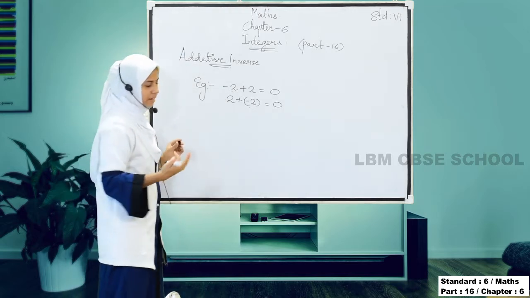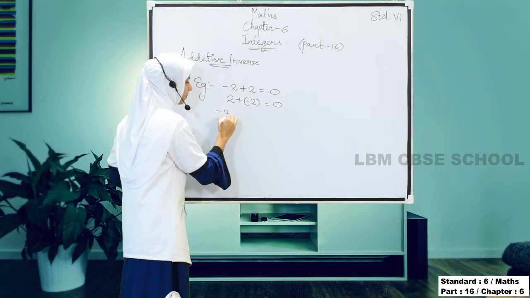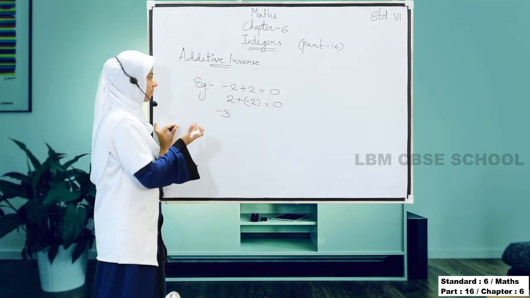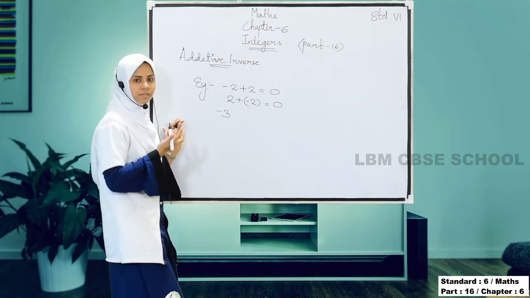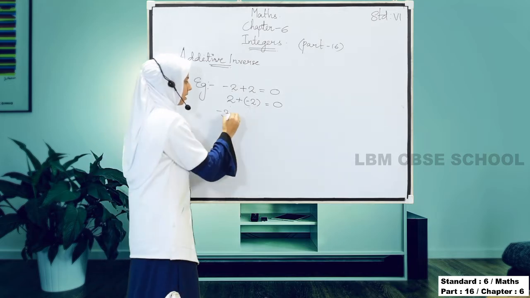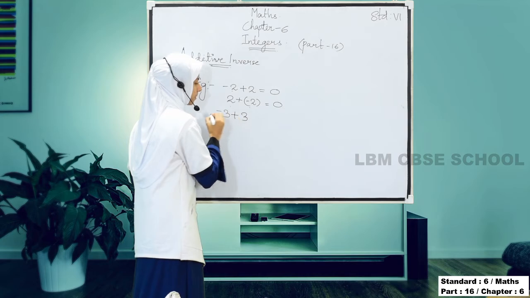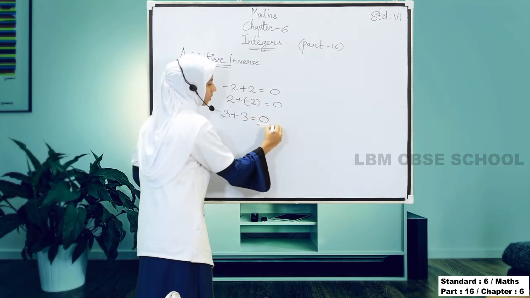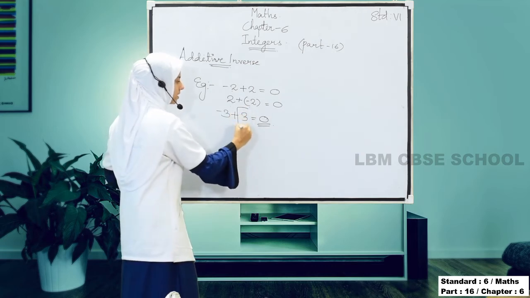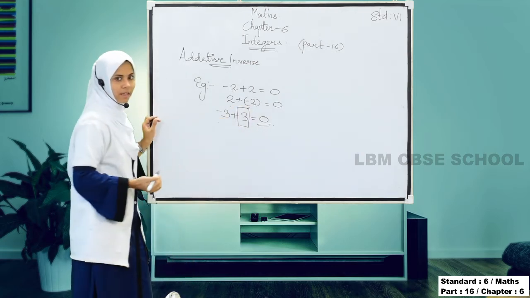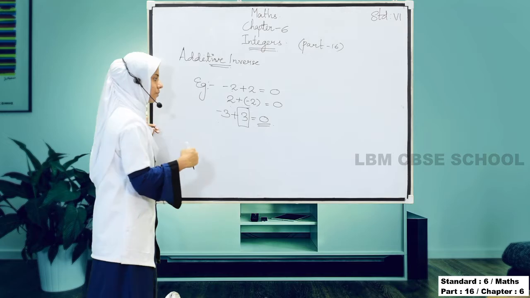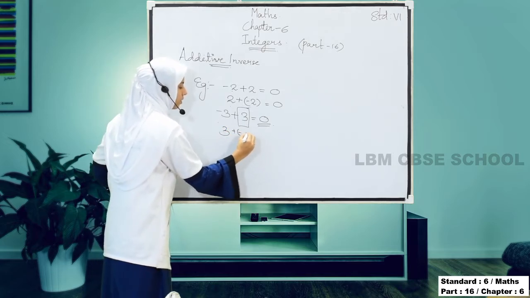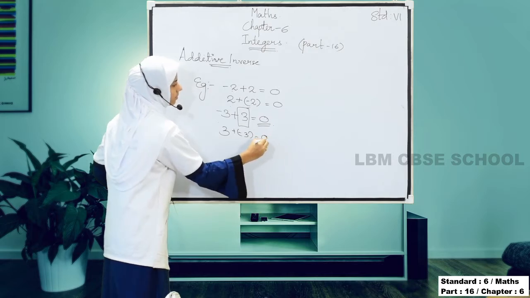Okay, then we can take another number, -3. Can you say the additive inverse of -3? Yes, it is 3. When we add 3 with -3, we will get the sum 0. So 3 is the additive inverse of -3. And what is the additive inverse of 3? -3 is the additive inverse of 3.